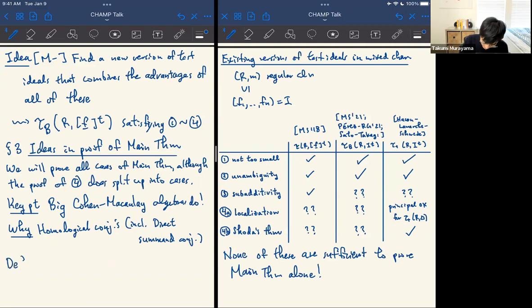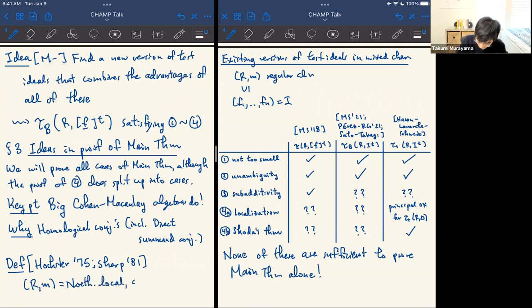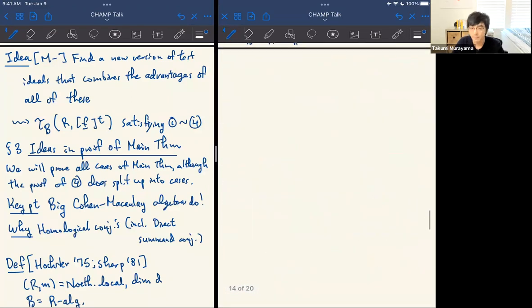So let me define big Cohen-Macaulay algebras because they are very important. They originated in this paper of Hochster, I think in 1975, although I'll give a variant of the definition due to Sharp. So let (R, m) be a Noetherian local ring, and let's suppose it's of dimension d. Now let B be an R-algebra. So we say that B is (parenthesis) balanced big Cohen-Macaulay.